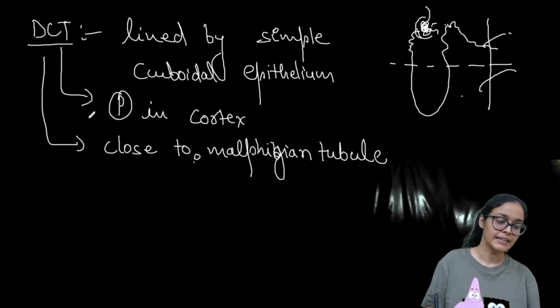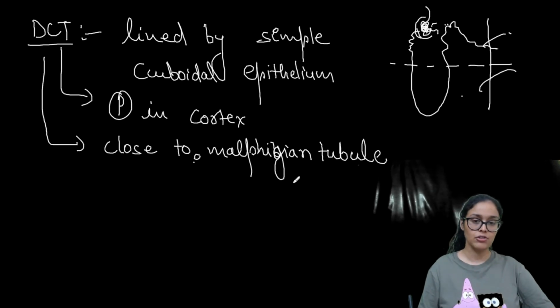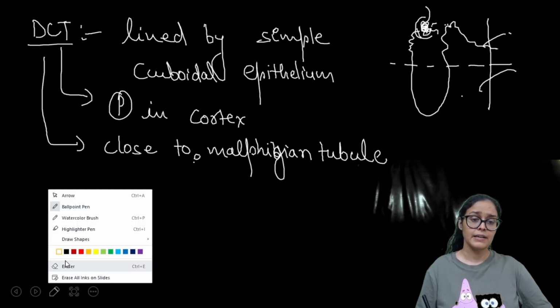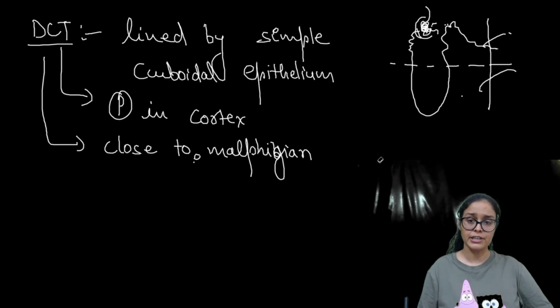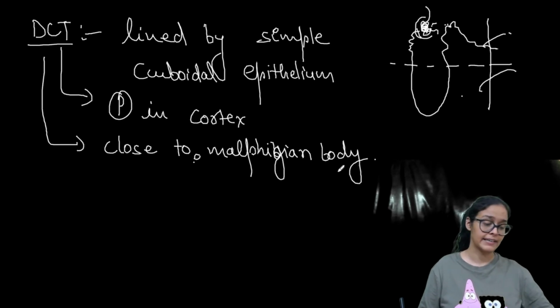Simple, right? And yes, this is something which you have to remember. It is present near the Malpighian body or renal corpuscle. What is the purpose? I will be telling you, right?